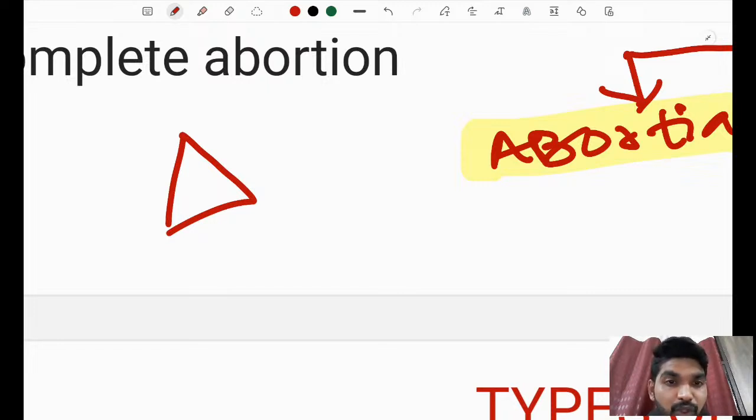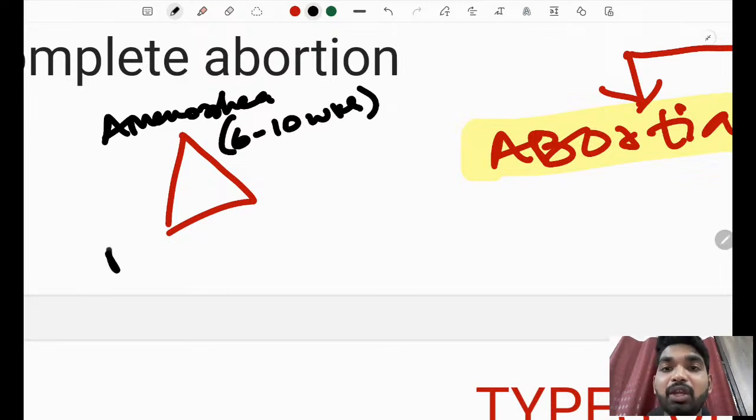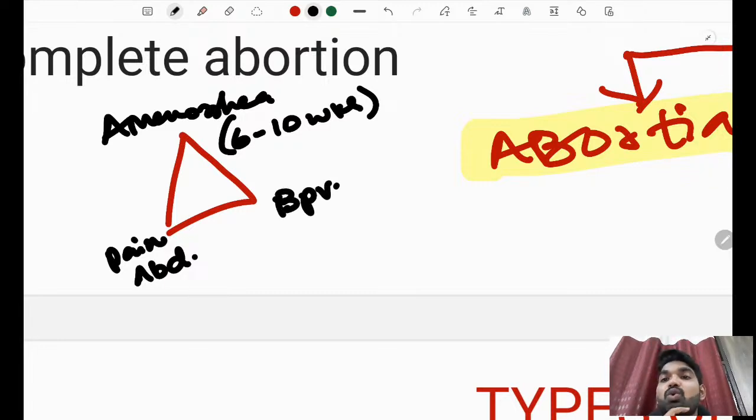Yes, excellent, all of you are right. Amenorrhea, yes, there will be 6 to 10 weeks of amenorrhea, and there will be pain in abdomen and bleeding per vaginum. So all these are the triad symptoms. If you are able to see these triad symptoms, then you can think of ectopic pregnancy.